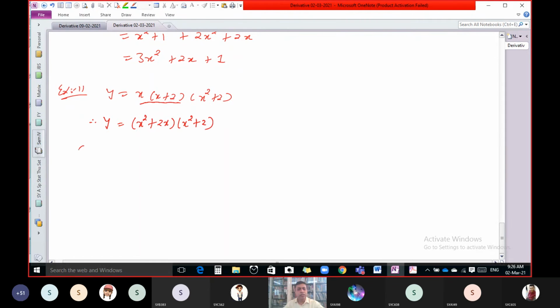And now let us use the multiplication rule, u into v. This x square plus 2x as it is. What is the derivative of x square plus 2x? 2x plus 2. Plus this x square plus 2 as it is. And the derivative of x square plus 2x is 2x plus 2.